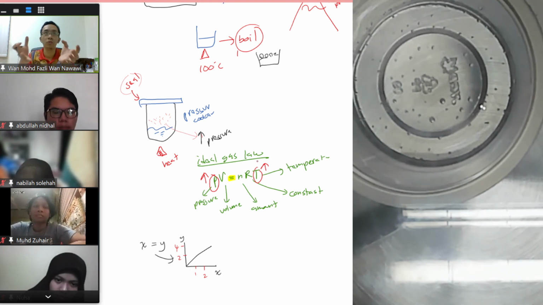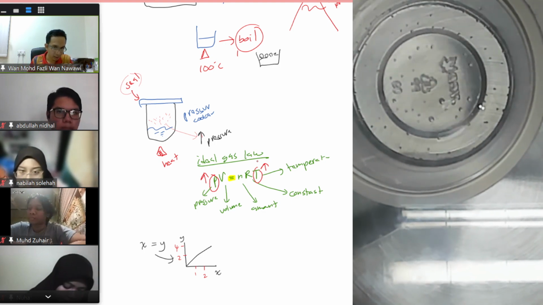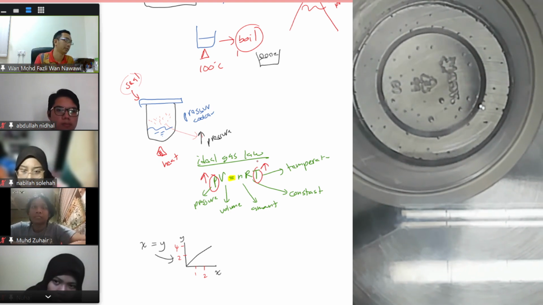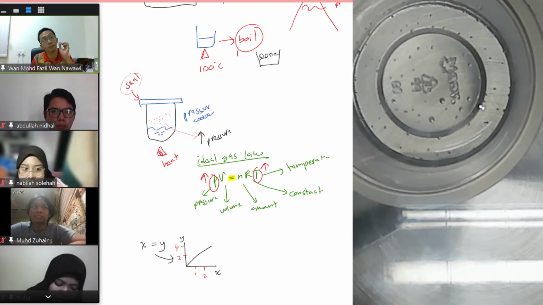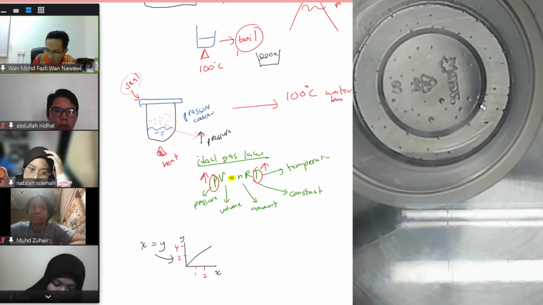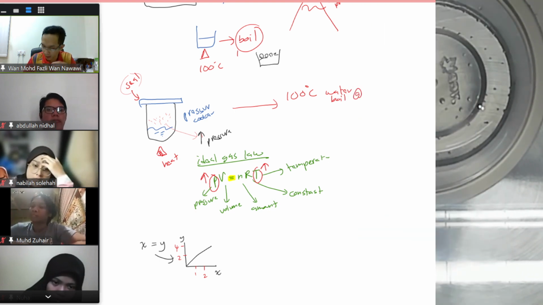So what happens when you cook in the pressure cooker, you can cook with water. If you put water, the water will increase its temperature beyond 100 Celsius, because you increase the pressure, so the temperature also increases. Normally water boils at 100 Celsius, at atmospheric pressure.